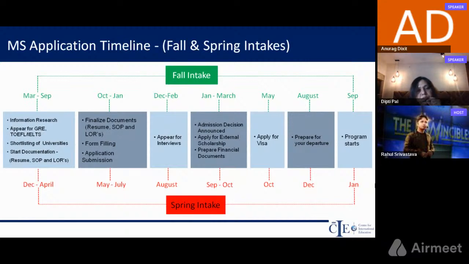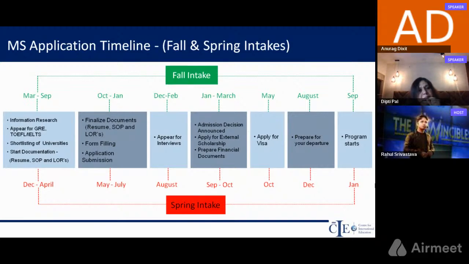I'm assuming most of the students in this session are targeting the fall intake 22, or they're preparing for the next intake, that is fall 23. So this is the ideal timeline. If you're looking at the next intake, that is the September 23 intake, this is the right time to begin your information search. Start preparing for the GRE, TOEFL, IELTS, the tests which are required for your master's application. This is a good time to begin university shortlisting and start working on documents like your resume, and identify your recommenders and all.